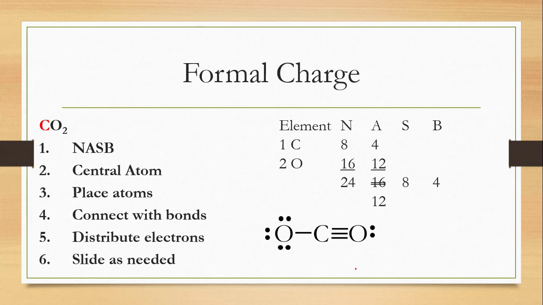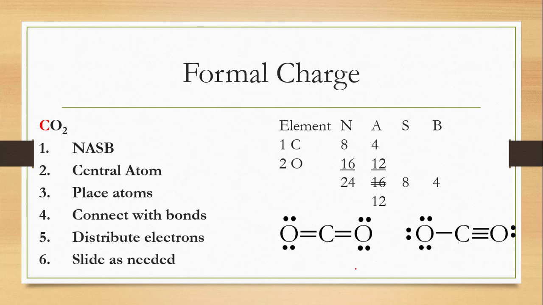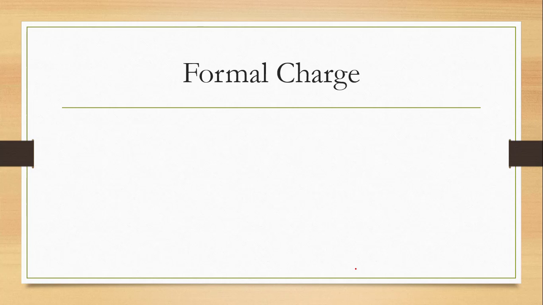The first oxygen has 6 unbonded pairs and 1 line, so that's 8. The carbon has 4 lines. Each is worth 2, so that's 8. And the other oxygen has 1 unbonded pair, but 3 lines, so that's 8. This also meets the octet rule criteria. The question is, which one is the more valid? For that, we need formal charge.